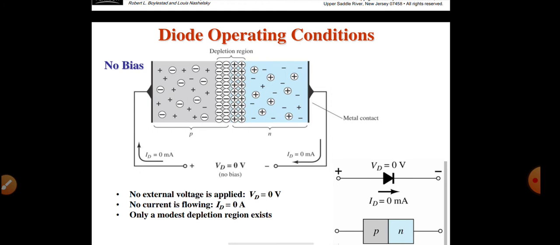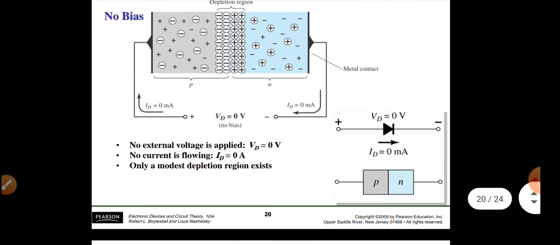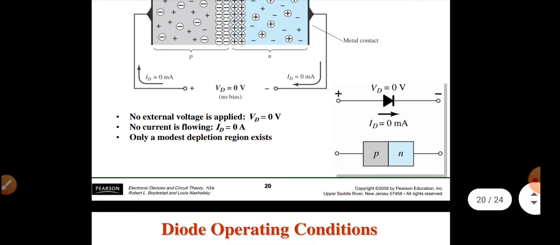Okay, good. The n type is made with pentavalent impurities, which are antimony, arsenic, and phosphorus. And the p type, that is trivalent, uses boron, indium, gallium. So we have connected nothing. Due to this, no current will flow because this junction is open. So Id is equal to 0 milliampere.